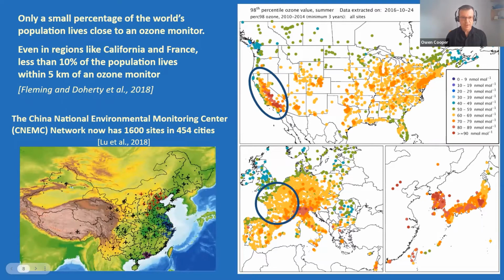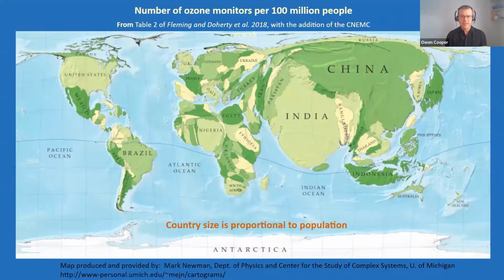This is a map of the new Chinese ozone monitoring network. And just in the last few years, China has established some 1,600 sites in 454 cities. Next slide. So this is a map of the world. It's not your typical projection. This shows the countries of the world where their size is proportional to population. So this is just a good way to look at the uneven distribution of ozone monitors around the world.